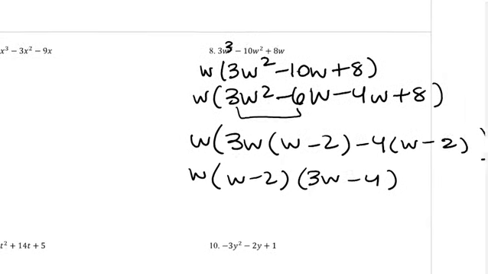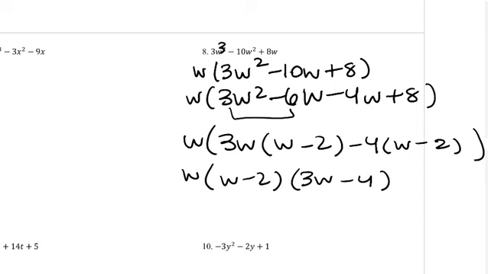Okay. I already did this one. I did this one for somebody in my third period. And so, you factor out the greatest common factor, you split the middle term, you group and factor, and you get your answer.